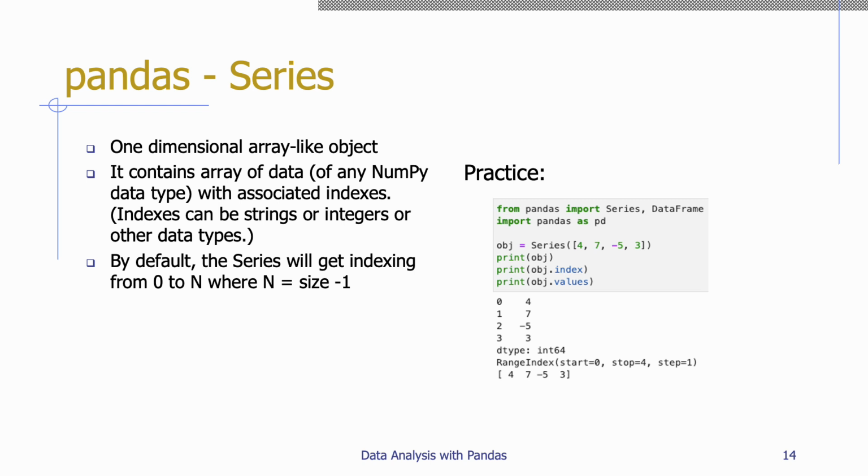When we print this object, you will see the indexes from 0 to 4, where 4 is excluded, and the values for each index, which are 4, 7, -5, 3 respectively, and you're going to see in the output the data type, which is integer 64 bits. When we print obj.index, you will see it starts from 0, stops at 4, and step is 1. And when we print obj.values, you're going to see only the values, which are 4, 7, -5, and 3.